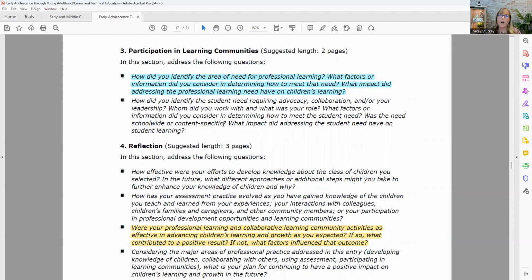But for the sake of this video here on YouTube, I really want to talk to you about this idea of what a professional learning need is versus the student need. Because notice here in participation in learning communities, you have 2 pages. So inevitably, you're going to have a page for your professional learning need and a page for your student learning need.